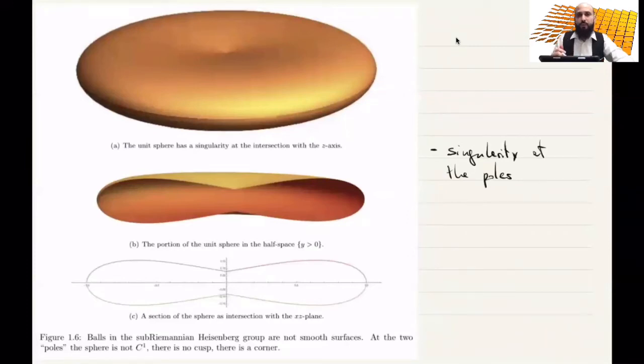So topologically, we have something that is homeomorphic to the ball in R3. Metrically, not really, because you see there is a point here. It's not a cusp. Now in this picture, you see really the section in the xz plane. There is a corner here at the top pole. So it's a smooth surface except at these poles. Now this is really the exact shape of balls.